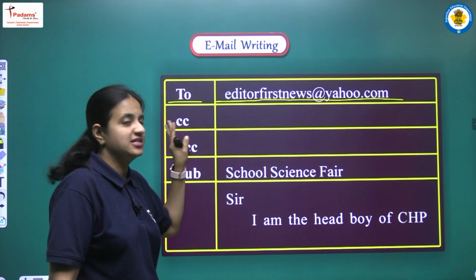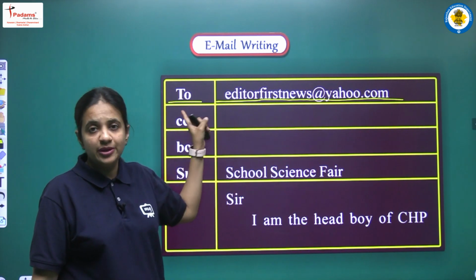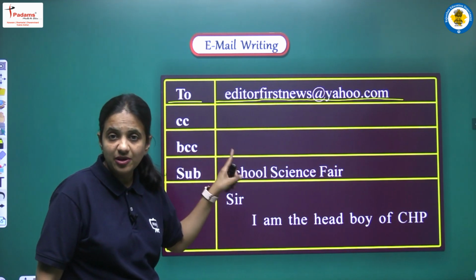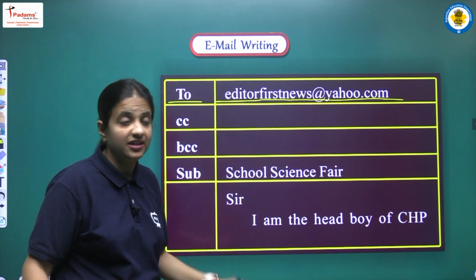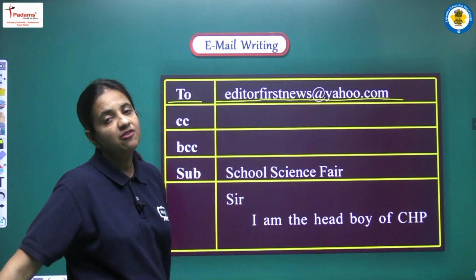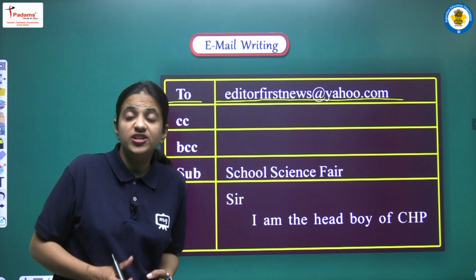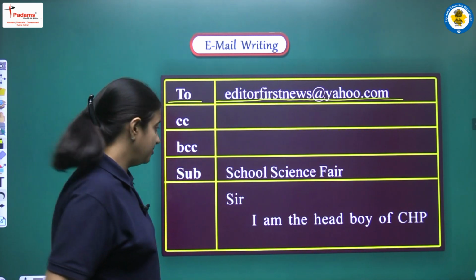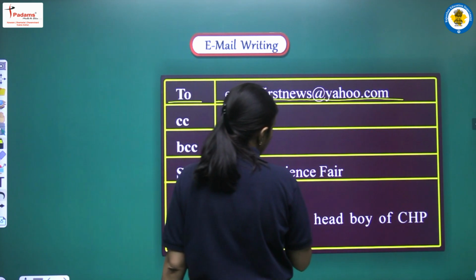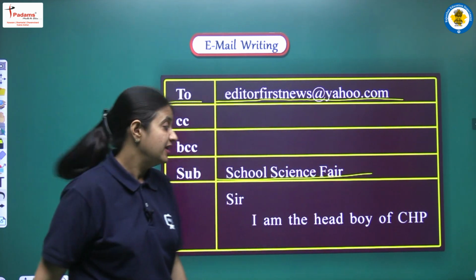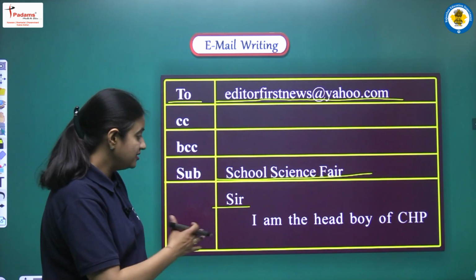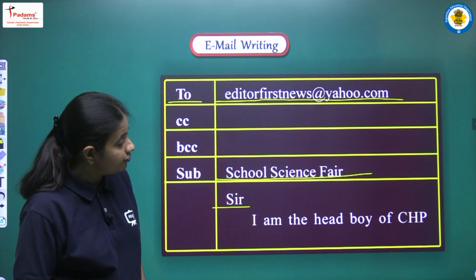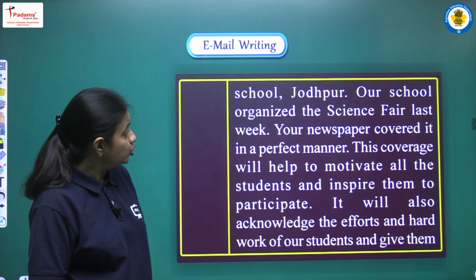Next we have CC and BCC, that is carbon copy and blind carbon copy, and yes, again we are leaving these two columns empty. Next is subject. So here we are writing the subject, we are mentioning the purpose of writing this email. So we are writing here school science fair. Next we are addressing the editor as sir. Next, I am the head boy of CHP School Jodhpur.